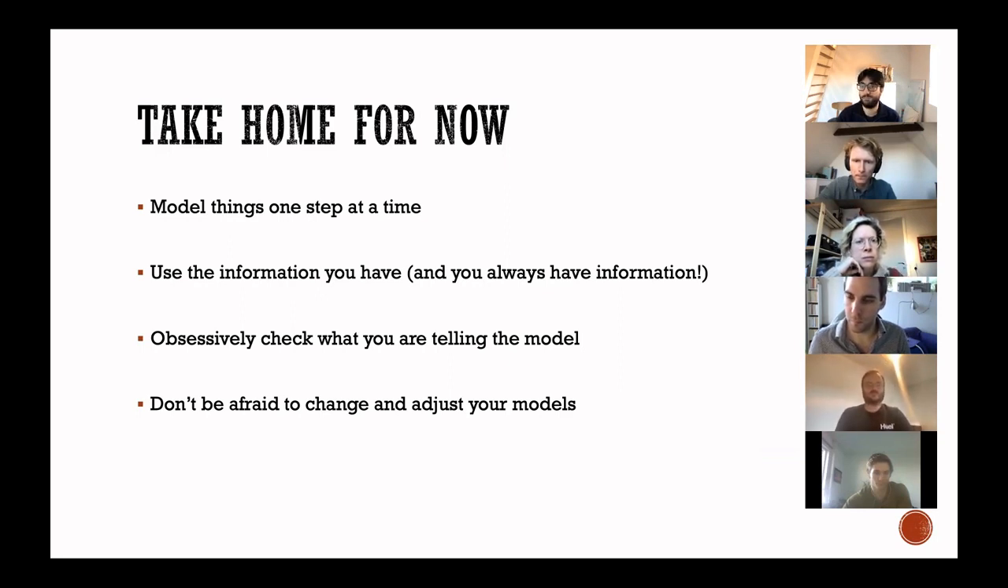But the take home is we model things one step at a time. Doing this Gaussian modeling of the articulation of the vowel space might seem silly, but it's already telling us something about our measurements and how to set up the model. You always have information that you can use to set up the prior. It's not arbitrary or subjective. There is information about your scientific problem or the measurement scales that you can use. Obsessively check what you're telling the model. And don't be afraid to change and adjust your model. It's not p-hacking. It's trying to describe the data properly. We're not even looking at effects now, we're just trying to understand the data.